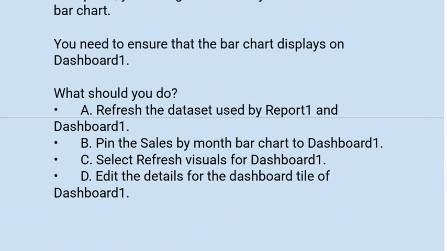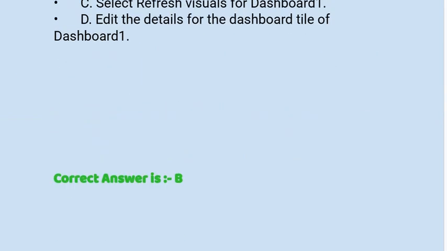Option A. Refresh the dataset used by Report 1 and Dashboard 1. Option B. Pin the Sales by Month bar chart to Dashboard 1. Option C. Select Refresh Visuals for Dashboard 1. Option D. Edit the details for the dashboard tile of Dashboard 1. Correct answer is option B.